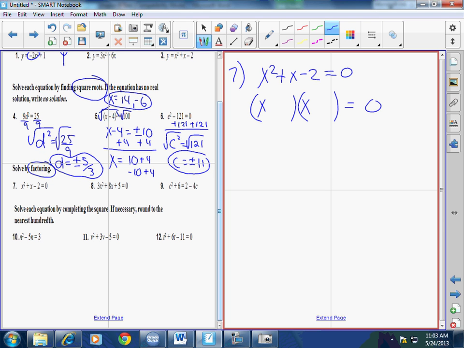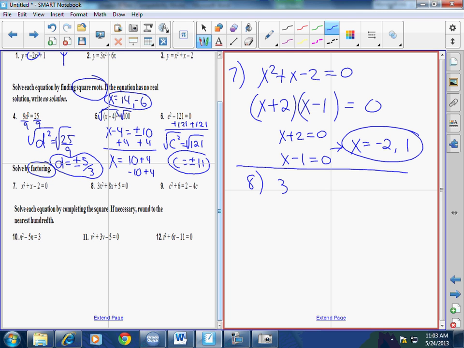So you put your x and x. What times what is negative 2, but when added together is 1? That's a positive 2 and a minus 1. Very good. Then you must use the zero product property to set both of them equal to 0 so that you can find your solutions. X equals negative 2 and positive 1.